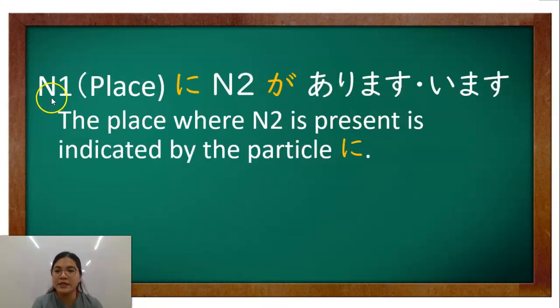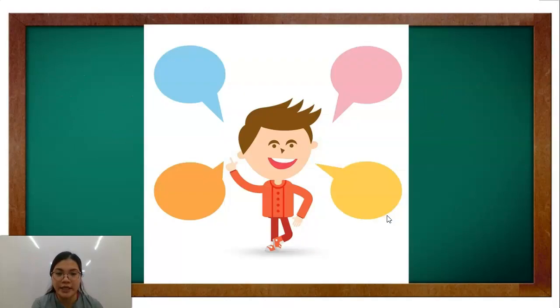Next sentence pattern is noun one place ni, noun two ga arimasu imasu. The place where an entity is present is indicated by the particle ni. In this sentence pattern, kung nasaan yung noun two natin, yung place ay lalagyan natin ng particle ni. Kung saan nag-exist ang isang bagay. For example, there is a child in the park. Kung nasaan yung bata, ilalagay natin yung particle ni, which is the park. Park in Japanese is koen. So, you will say, koen ni kodomo ga imasu.